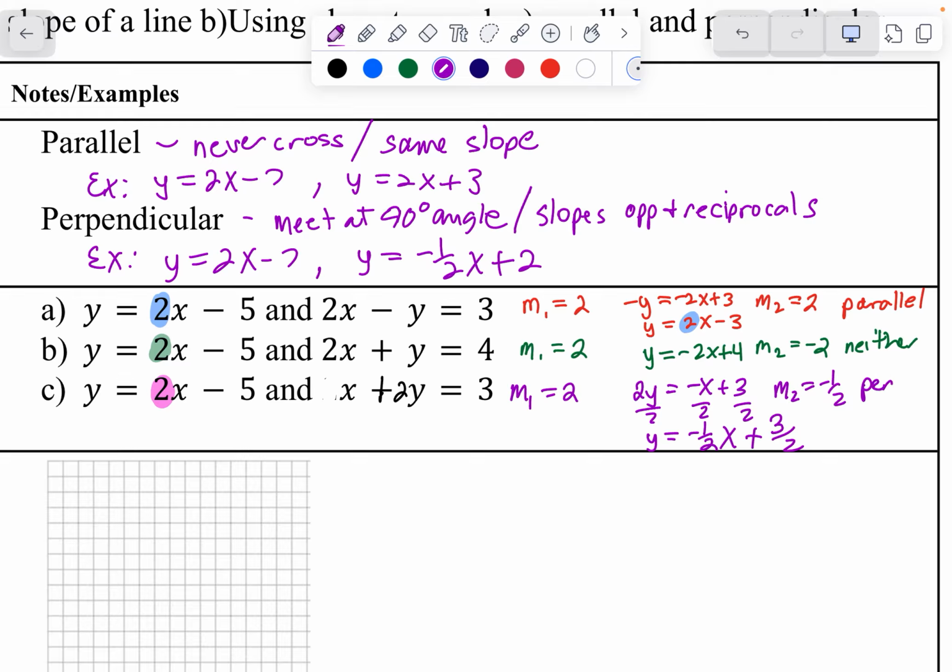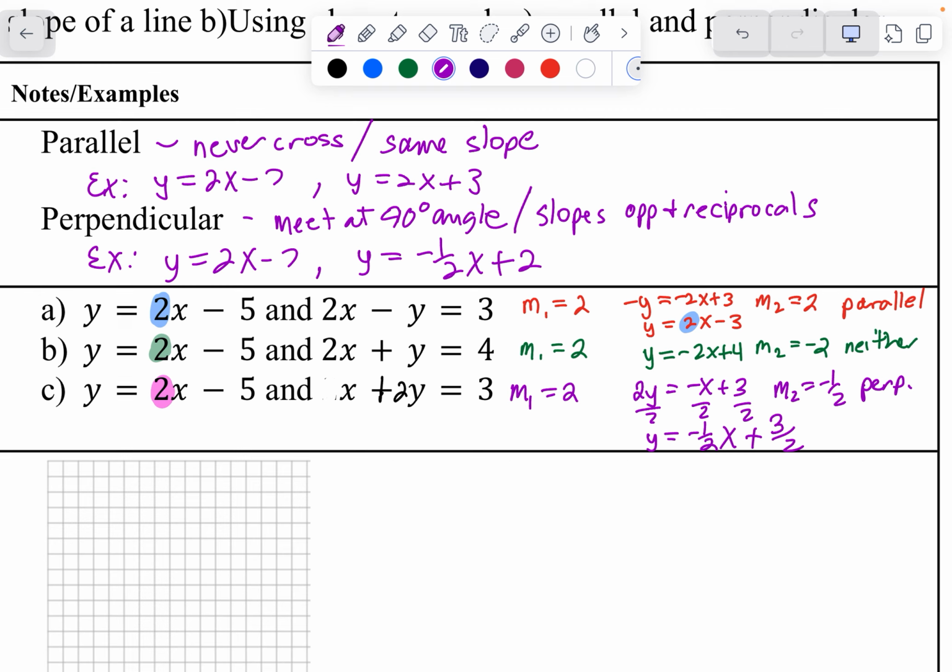Okay? So it really is just locating the slopes, the coefficient on your x once you've solved it for y. What are the slopes? If they match, they're parallel. If you multiply them and get negative 1, they're perpendicular. If neither of those things happen, they're just lines. Okay? Everybody good with that?